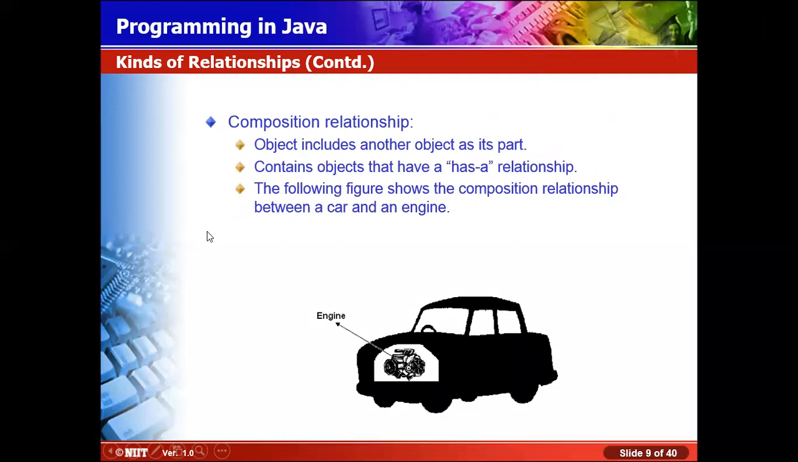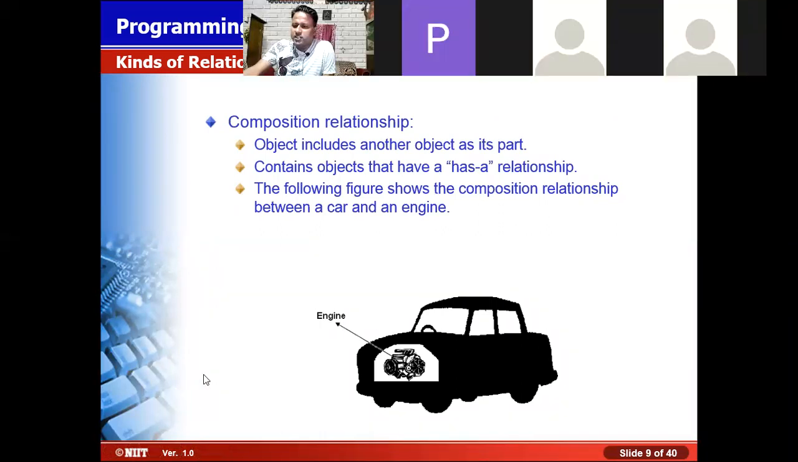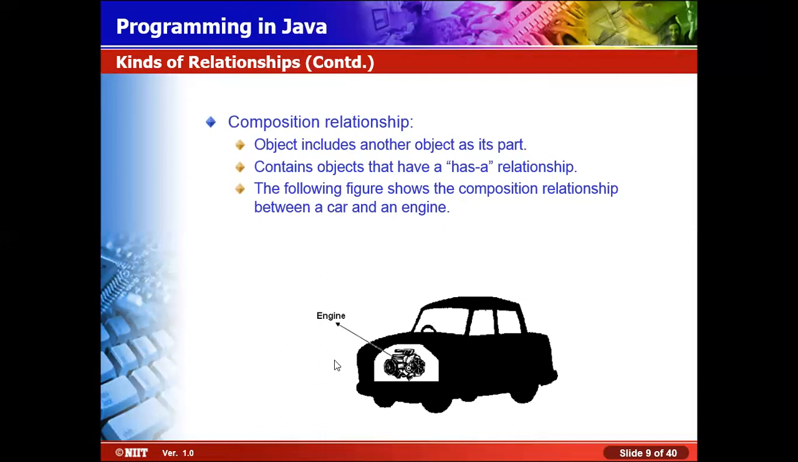So let's move to the composition relationship. In a composition relationship, an object includes another object as its part. You can say it is a has-a relationship. It means your car contains an engine, so it is called the has-a relationship.